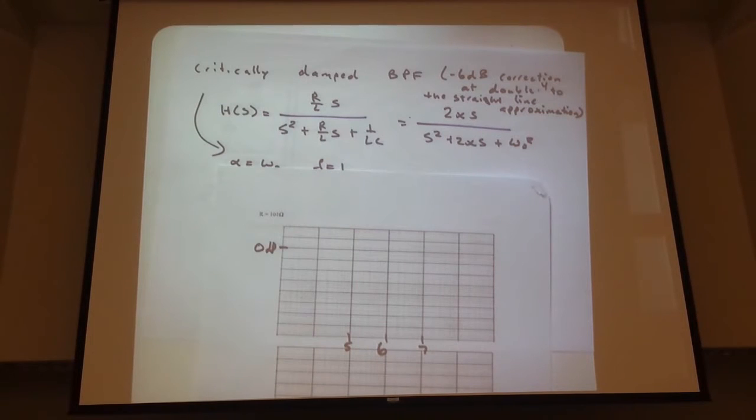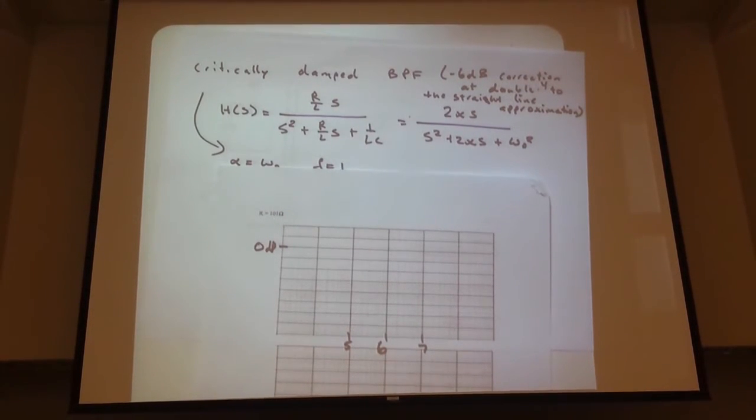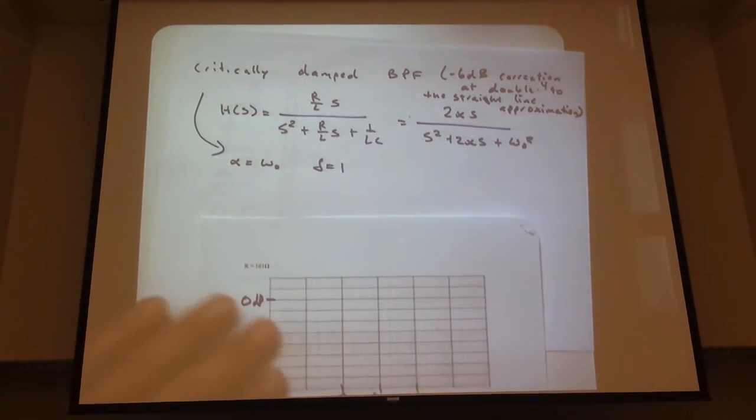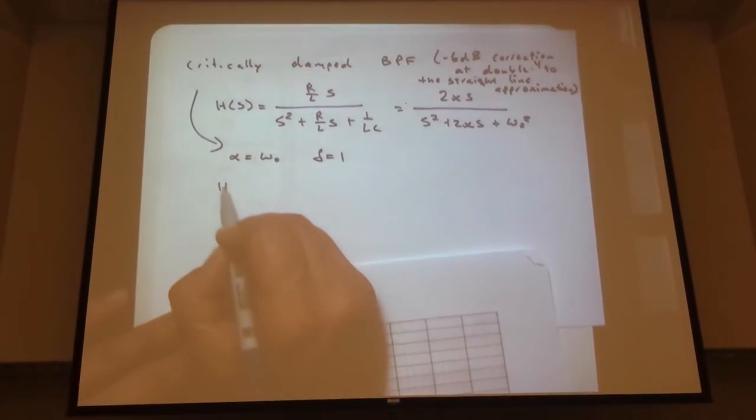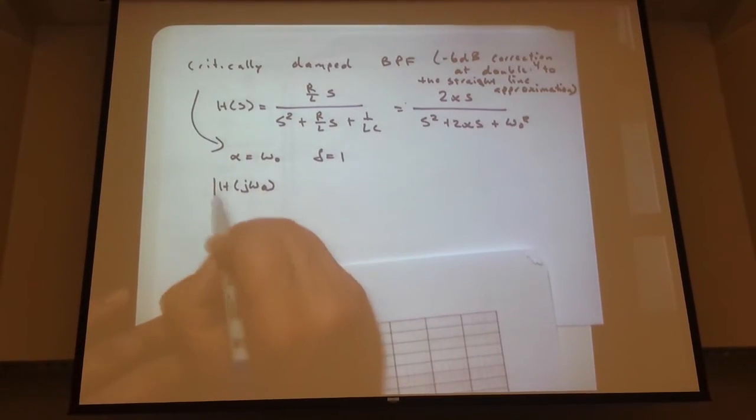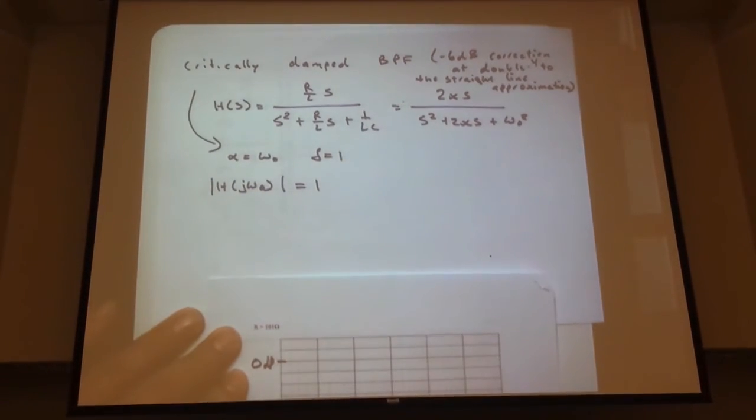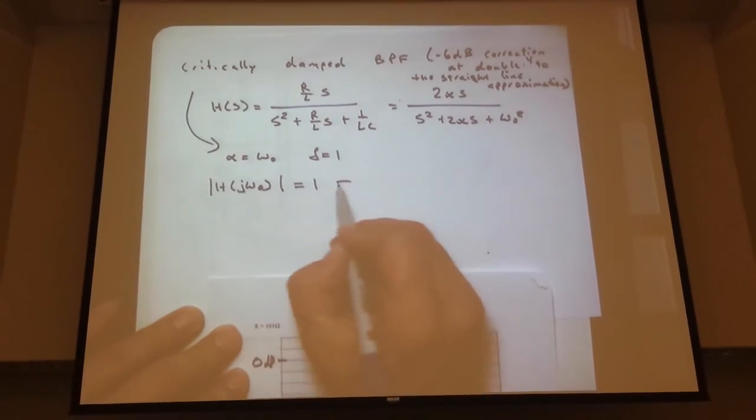So, my inspection at omega naught for the band pass filter, what is the magnitude of H of j omega, or H of j omega naught? We've already done this a couple times, but what is it always going to be? If you plug in j omega naught to that expression, 1. Always. For the band pass filter, doesn't matter what the damping is. H of j omega naught, magnitude equals 1. What does that mean for us?